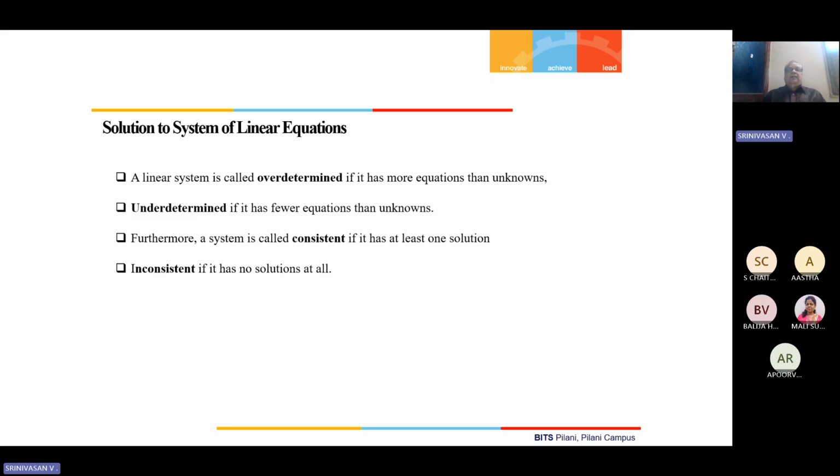A linear system is called overdetermined if it has more equations than unknowns, and underdetermined if it has fewer equations than unknowns. Furthermore, a system is called consistent if it has at least one solution, and inconsistent if it has no solutions at all. It is a converse: the system is inconsistent, it has no solutions, and vice versa. Same thing, consistent means it has at least one solution.